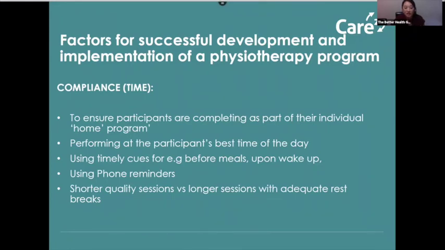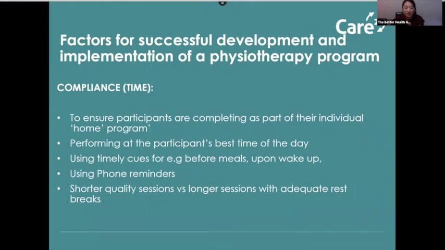Obviously, we don't want to be seeing participants when they're at their worst. For instance, I know some participants function better in the morning than in the afternoon, or maybe they need a few hours before their painkillers kick in before engaging in the program. Participants will be a lot more motivated and engaged when they are at their best.